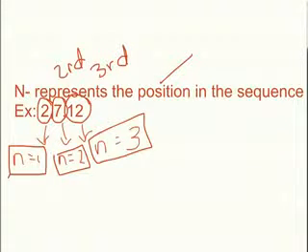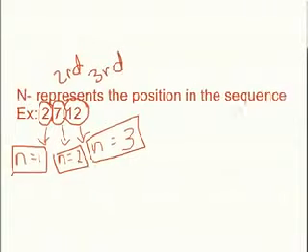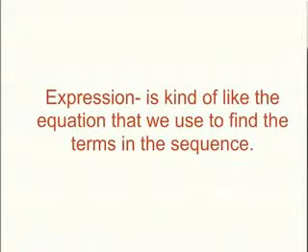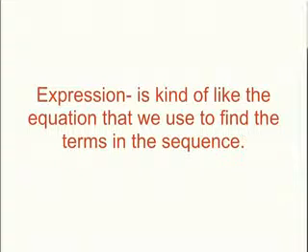So let's take a look at the next vocabulary word. We're almost done. The next vocabulary word is the word expression. An expression is kind of like the equation that we use to find the terms in the sequence. An expression can be anything, for example, 2n plus 5. This is our expression that we use to find each number in the sequence. I'm going to show you in a little bit how we actually use this to find each of those numbers in that pattern.